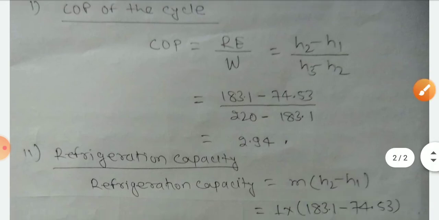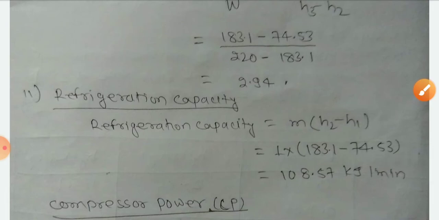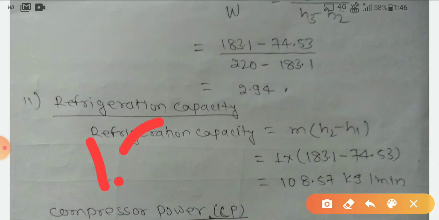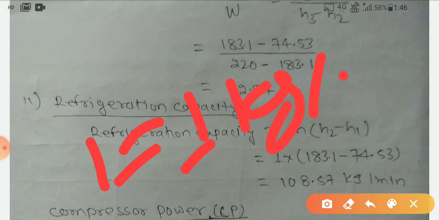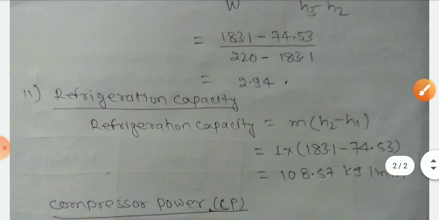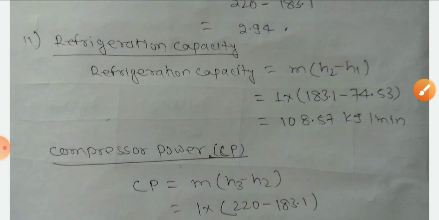Now I am going to find the refrigeration capacity. So the refrigeration capacity means m into H2 minus H1. m is given, 1 kg per minute. So you can multiply by 183.1 minus 74.53, and you can find 108.57 kilojoule per minute.